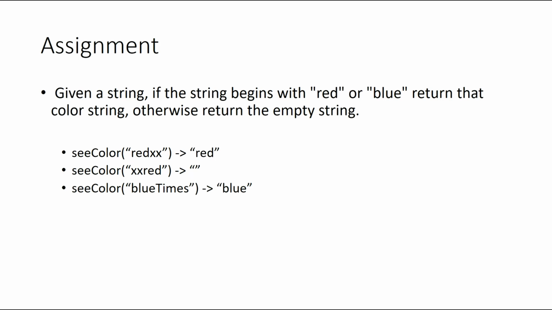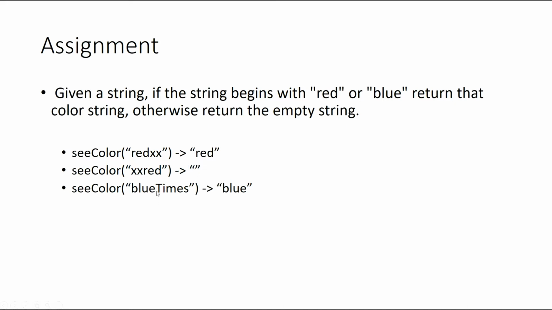Given a string, if the string begins with red or blue, return that color string. Otherwise, return the empty string. So, it basically goes like this. Let's say we have a method that is called ccolor, and we pass in a string. Now what we want to do is check and see if the string begins with the word red or blue. If it begins with red, we want to return red. If it doesn't begin with red or blue, we simply return an empty string.